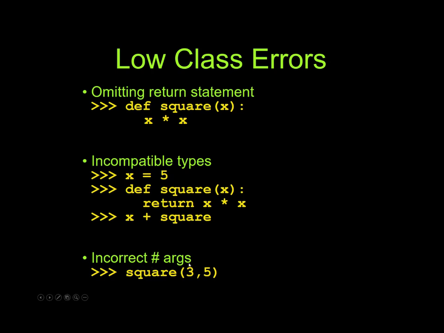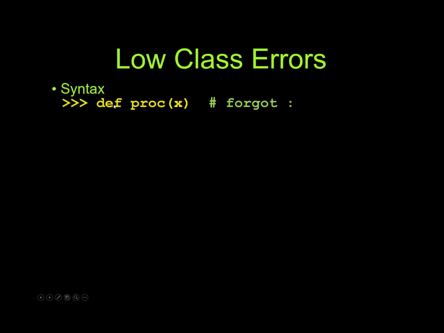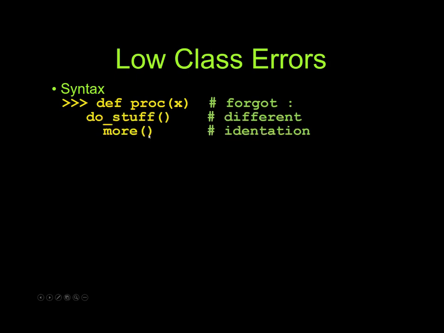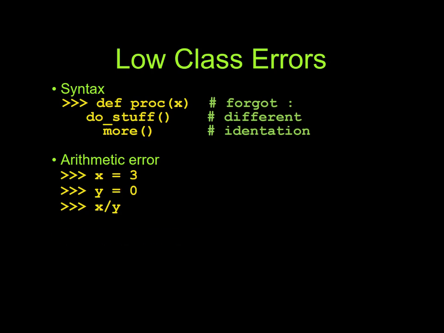Incorrect number of arguments: square as defined is a function with one argument, but there are two here. Syntax error: define a process x, forgotten the colon, do stuff, more stuff. But the do stuff here and more stuff are of a different indentation. Arithmetic error: x equal to 3, y equal to 0, x divided by 0, this is not allowed.